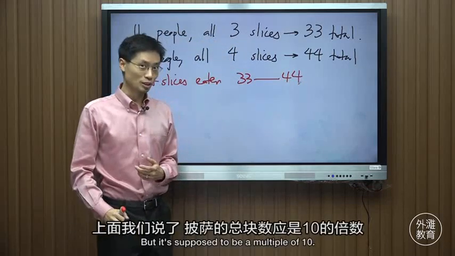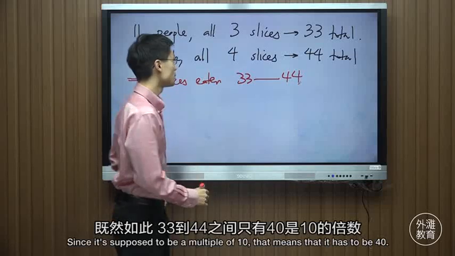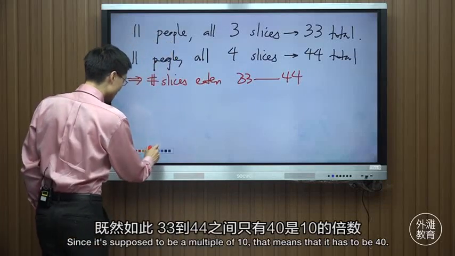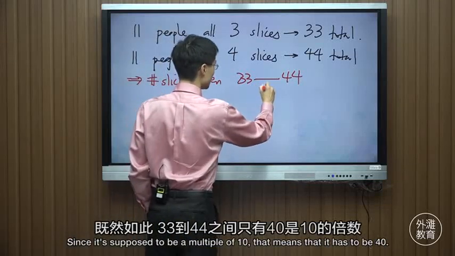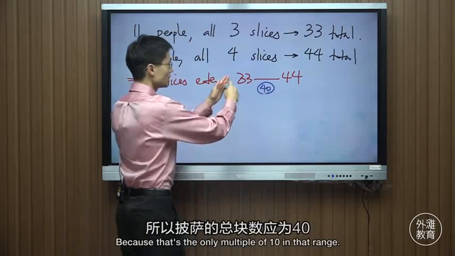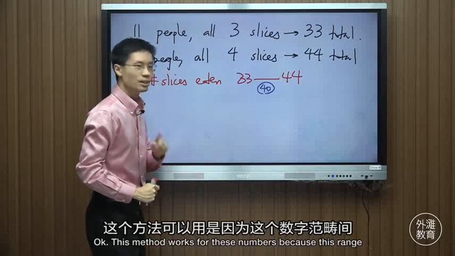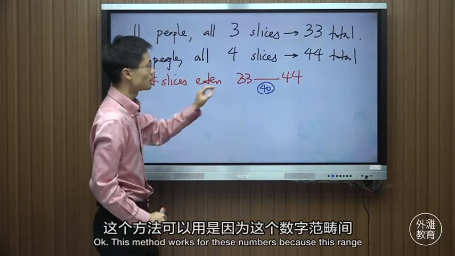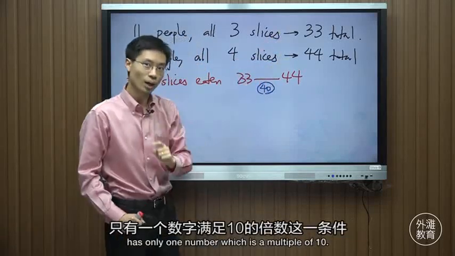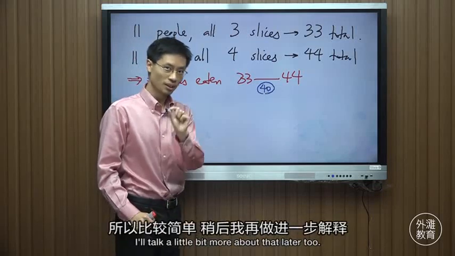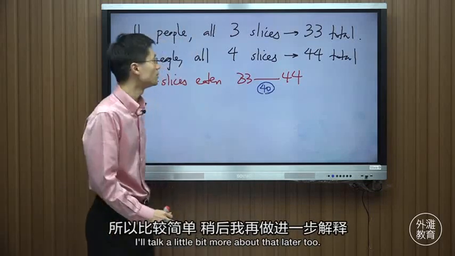But it's supposed to be a multiple of 10. Since it's supposed to be a multiple of 10, that means that it has to be 40, because that's the only multiple of 10 in that range. Okay? This method works for these numbers because this range has only one number, which is a multiple of 10. I'll talk a little bit more about that later too.